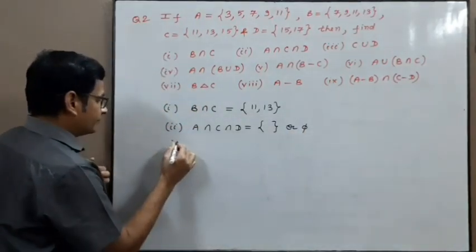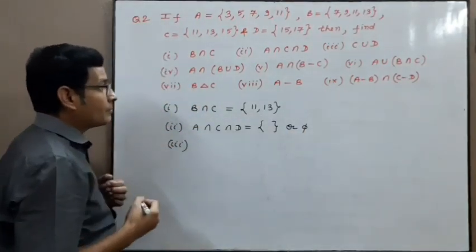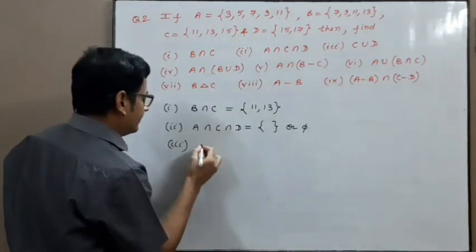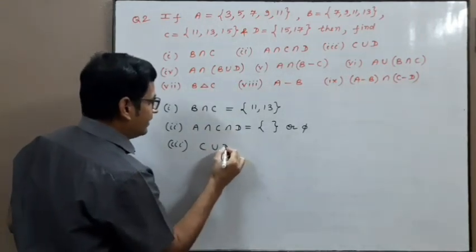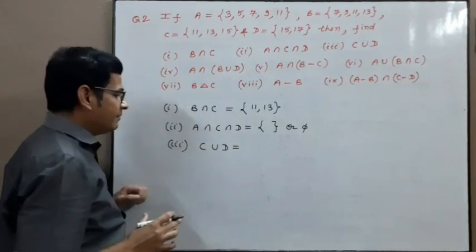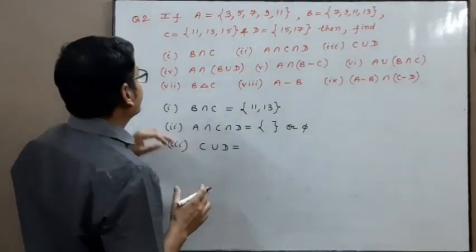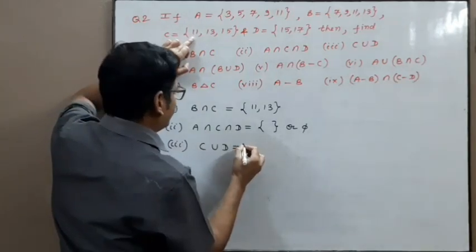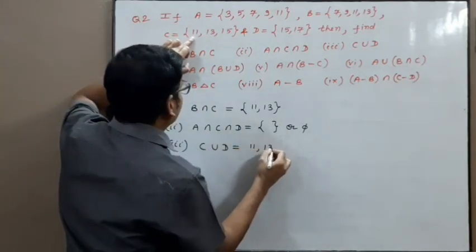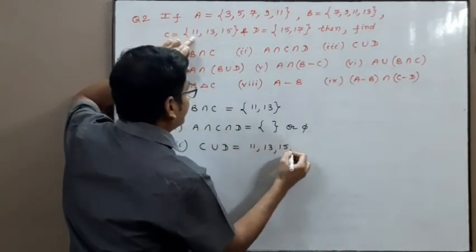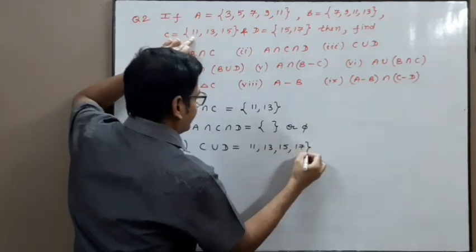Third part, C union D. Write all the elements of set C and D without repeating. Set C: 11, 13, 15, 17.